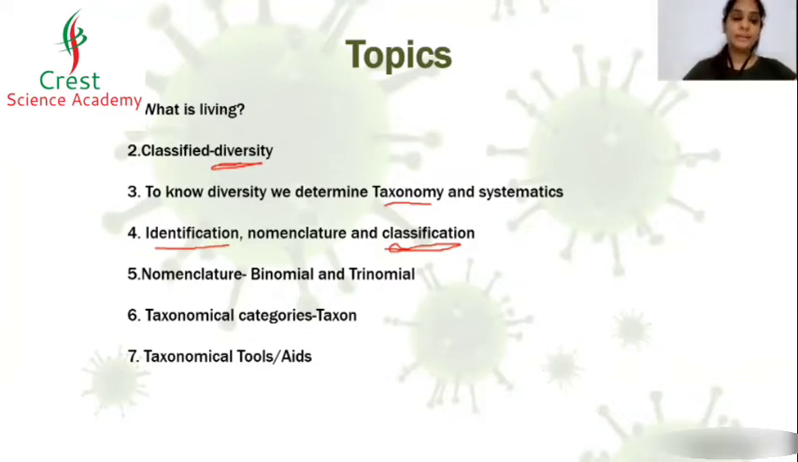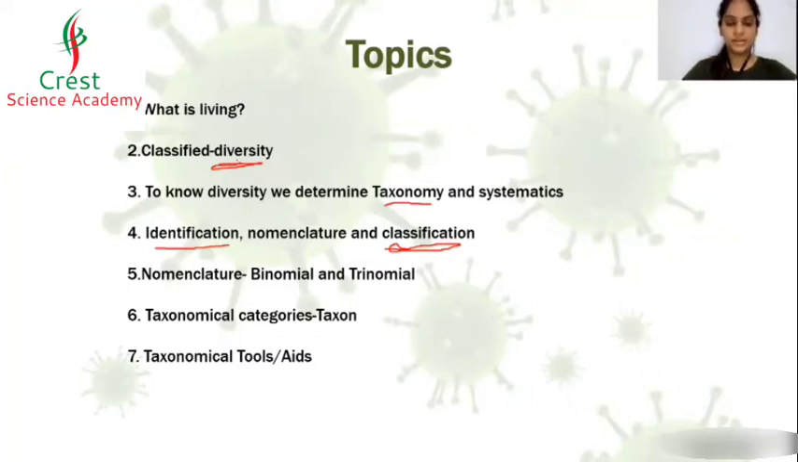To know about the living, we must know about the diversity. So according to you guys, what is diversity? Diversity is the number of organisms or the types of organisms that are present on our planet. It is practically impossible to learn each and every organism present on our planet, as their number is very large. So to learn about the diversity, we have to classify the organisms into their respective class, order.